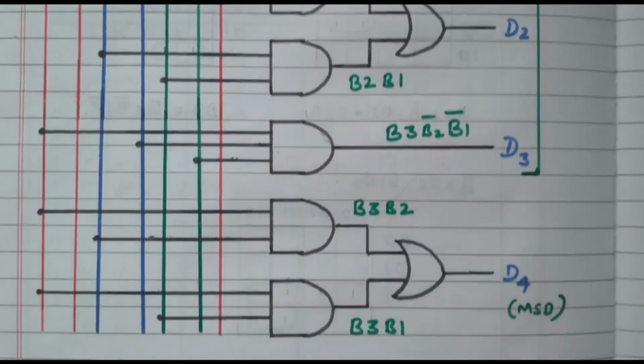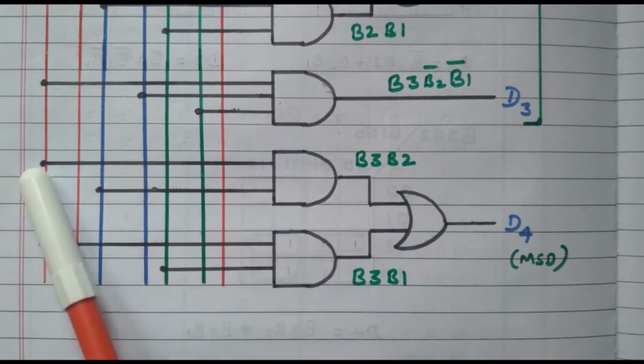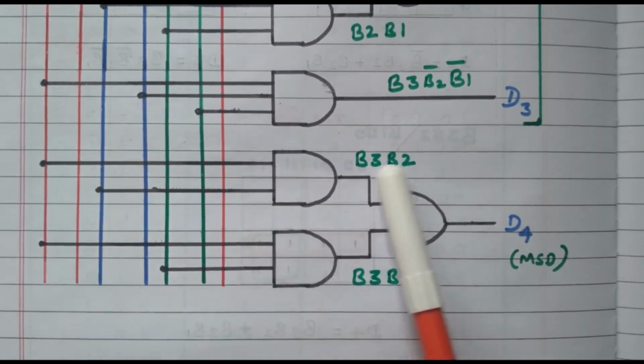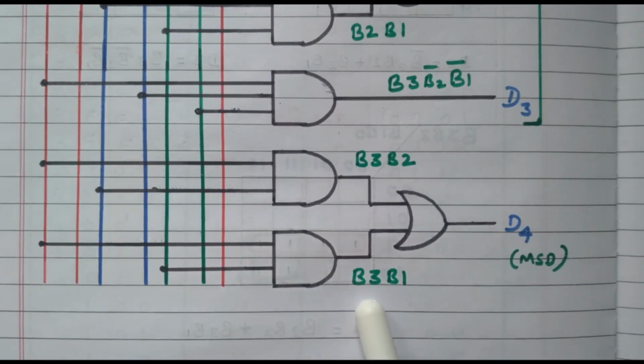We have one more term, D4, available to indicate how many digits there are, the MSB. That is nothing but B3 B2 plus B3 B1. These two terms are added by this OR gate. How to get B3 B2? By using one AND gate. Here B3 and B2 are connected, so we get B3 B2. Here B3 and B1 are connected, so we get B3 B1. These two are added by this OR gate. So finally we got D4, this MSB.